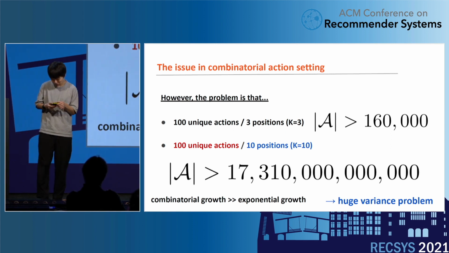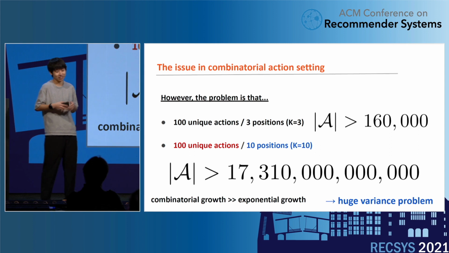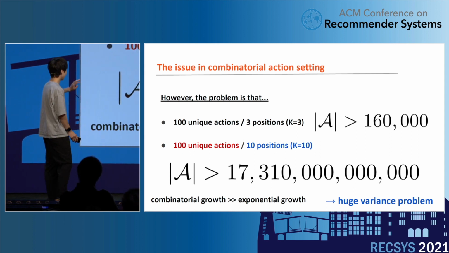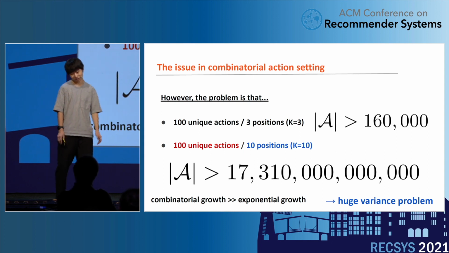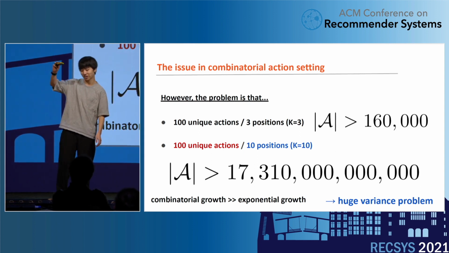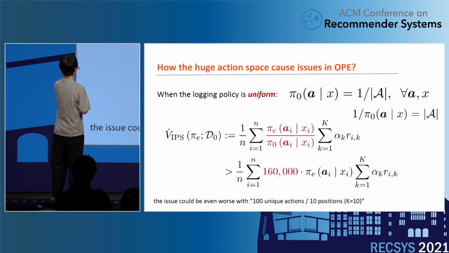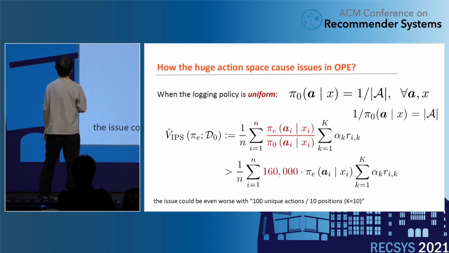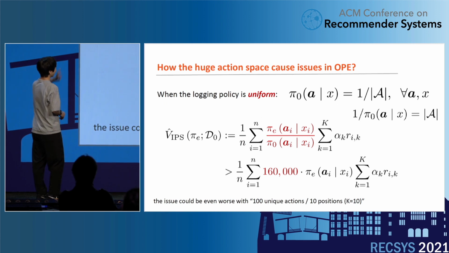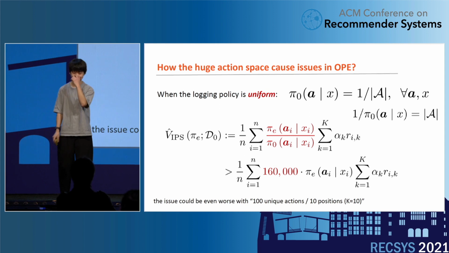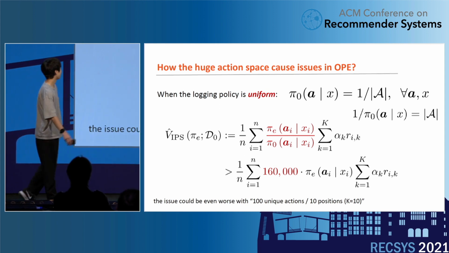In the industrial recommender system, we always have hundreds of millions of unique actions, meaning that the resulting combinatorial action space is going to be very huge, or ridiculously, notoriously huge. That's a problem. So let me summarize. Sorry, that's another slide. So let me illustrate what's going to be the problem with a huge action space in OffPolicy evaluation with a different perspective.